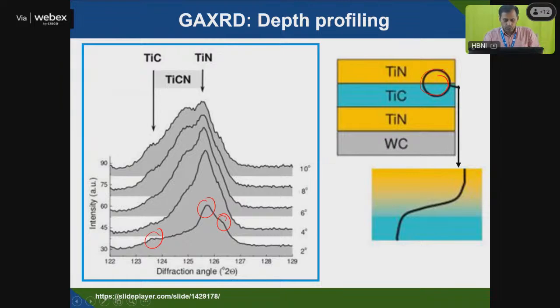If you see this, what happens? This titanium nitride is the top layer, so the top layer peak you can see here initially, at 2 degrees.